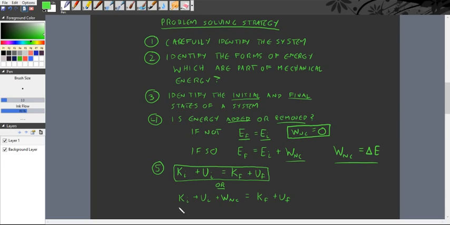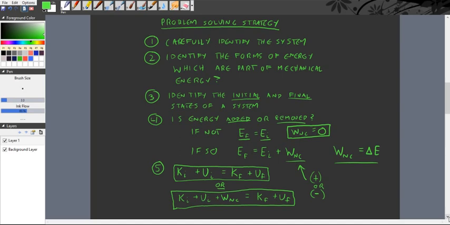And if energy is being added or removed, we get this. So your last step is going to be to evaluate either of these two equations to solve what it's asking for. Now, just a reminder, this can be positive or it can be negative. So keep that in mind.